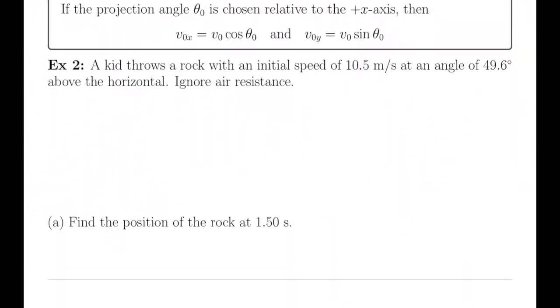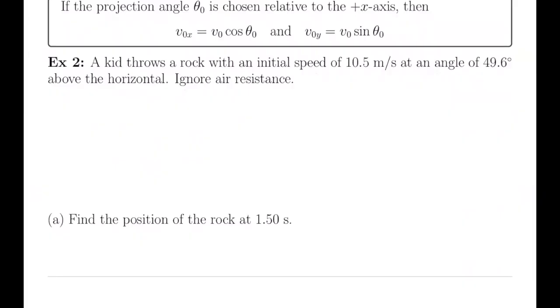So let's do another example. A kid throws a rock with an initial speed of 10.5 meters per second at an angle of 49.6 degrees above the horizontal. Ignore air resistance. It's crazy that he knew the angle and velocity. Yeah. And find the position of the rock at 1.5 seconds.